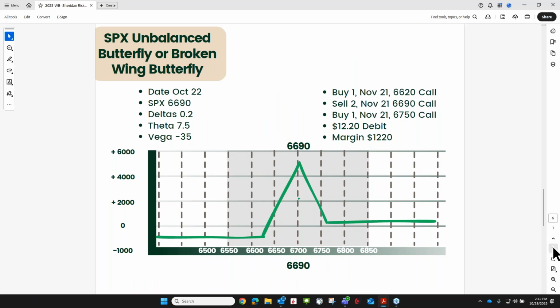It's broken wing. Why? The distance from the 66.90 to 66.20 is 70. It's more than the distance from the short to the upper strike, 67.50. So you can call it unbalanced. You can call it broken wing. But if you said, Dan, what's the reason you do it? I do it to get the position deltas closer to zero, right? You can see the deltas there are 0.2, that's close to zero.